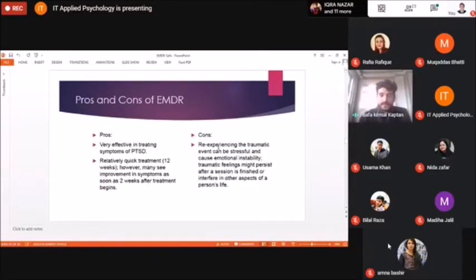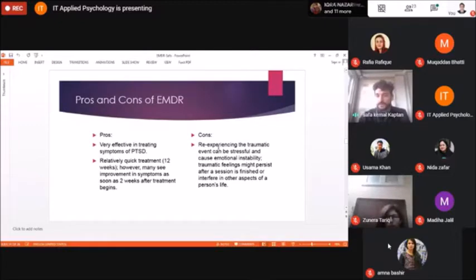And finally, yes, there are some advantages of EMDR. It works very well. It's quite effective in treating PTSD or traumatic stress related to traumatic events. And it's relatively quick treatment. You can see some improvements after 2 weeks of treatment, but there are some disadvantages also.